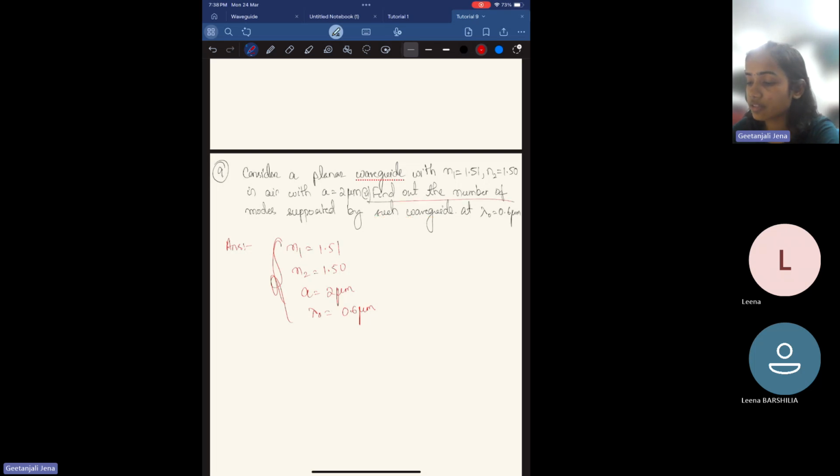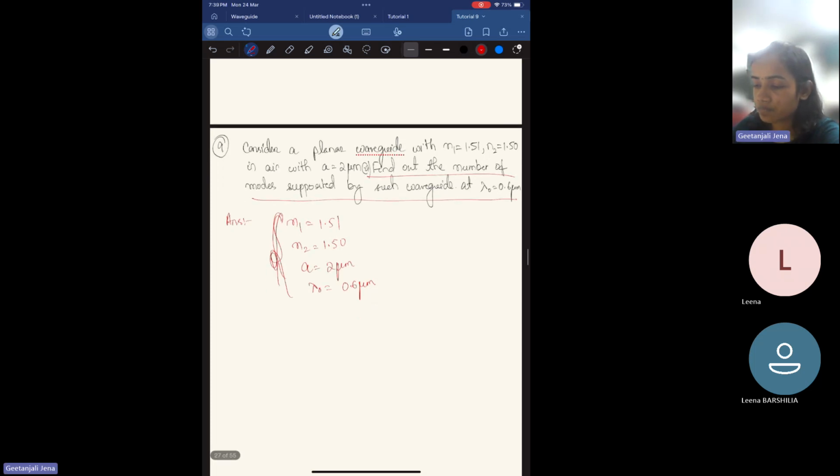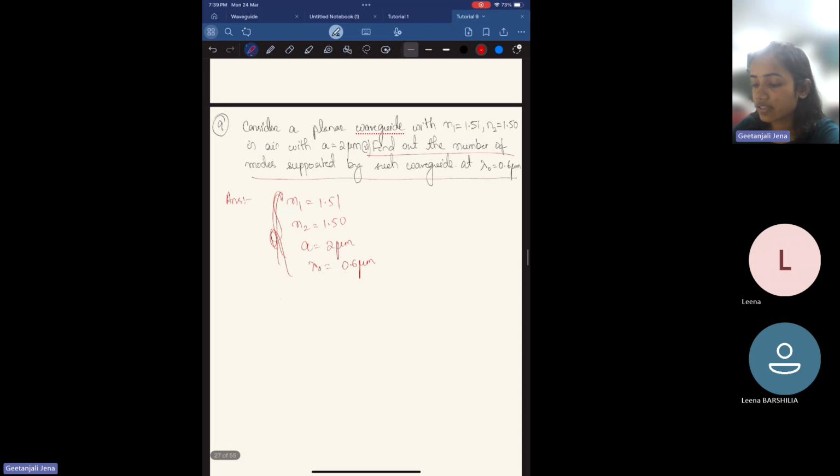So this is the first part. We'll see what is the next part. First, find out this. V, I think you already know, is 2 pi over lambda 0 times a times square root of n1 square minus n2 square. So let me know the answer. You just need to find out the total number of modes guided by the waveguide.